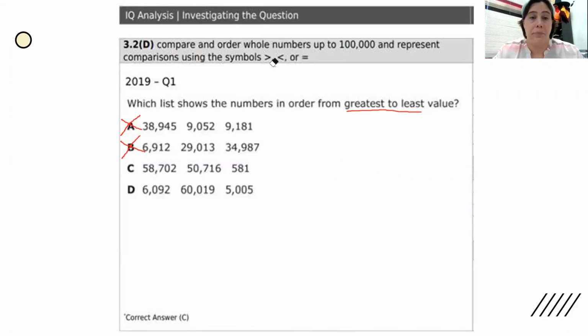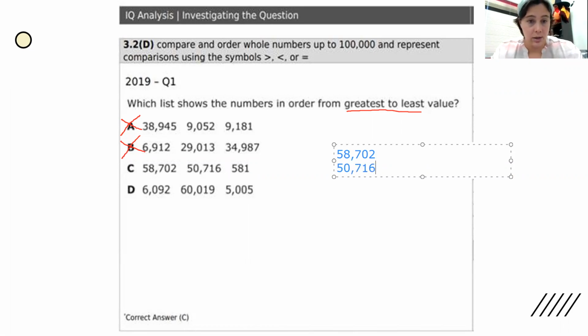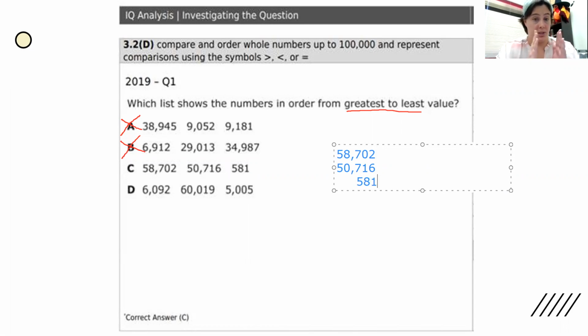Let's look at C now. Going in order, we have 58,702. Then we have 50,716. Then we have 581. Remember, it's really important to line up your numbers based on place value. That is why, as you are looking at the screen, I am making sure the hundreds place values are lining up with the hundreds place value, along with the 10,000s, thousands, tens, and ones.